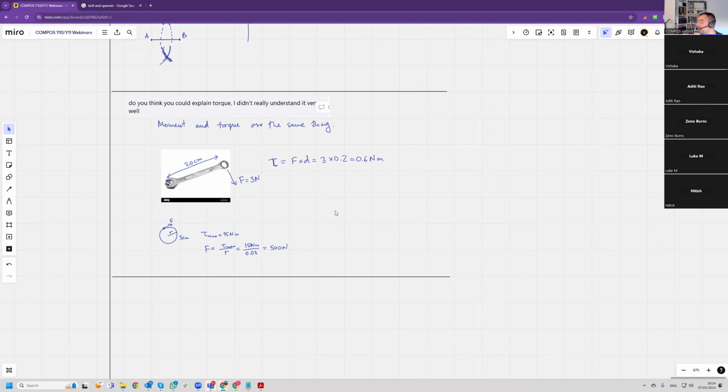So you might have heard that electric motors have a high torque at low revs. At low revolutions, they have very high torque. That's why electric cars tend to start faster than petrol cars, for example.